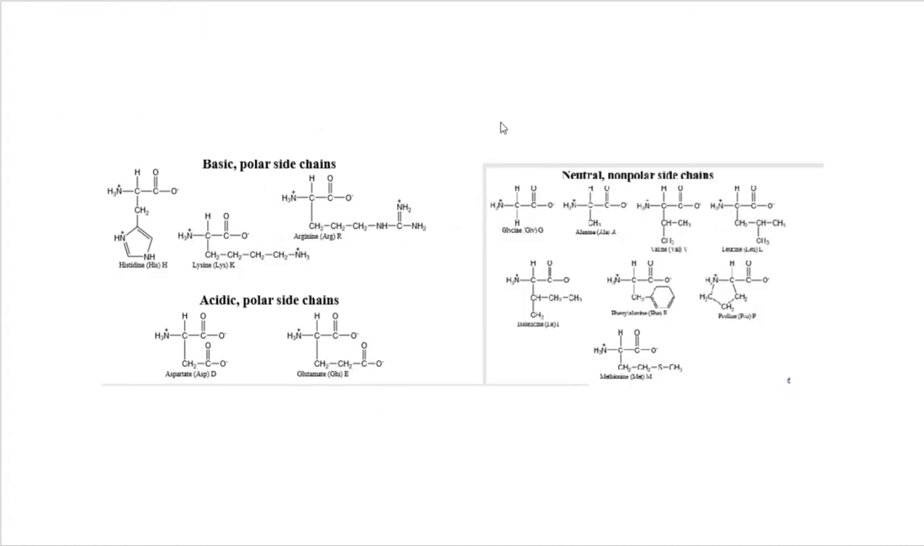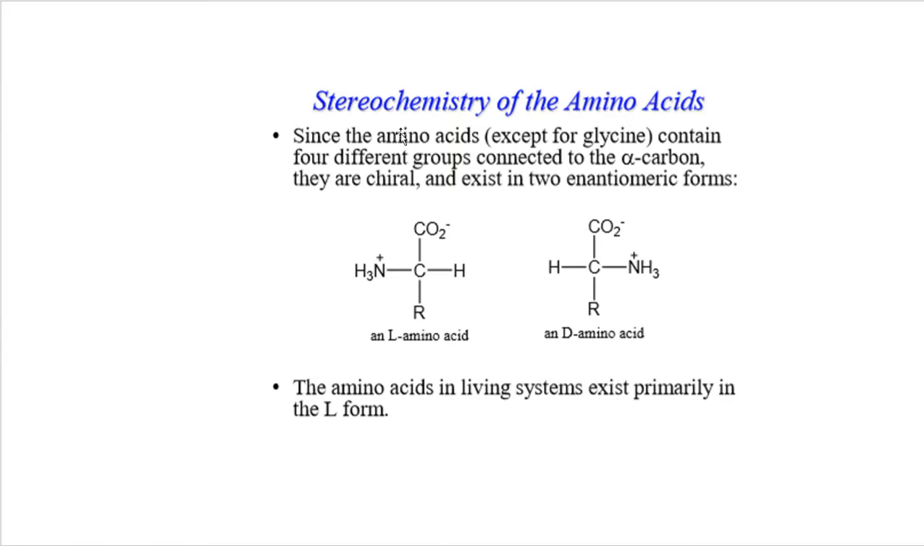Here you have the classification of the amino acid. According with the side chains, they can be basic or polar, they can be acidic polar, or they can be neutral non-polar. The stereochemistry of the amino acid says that they can have L and D isomers according with the position on the chain. These structures are known as enantiomeric forms, as we studied in carbohydrates.